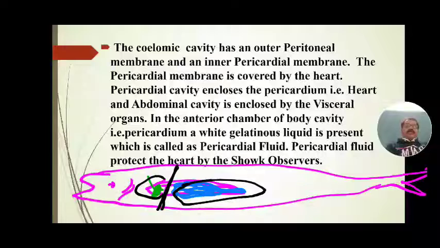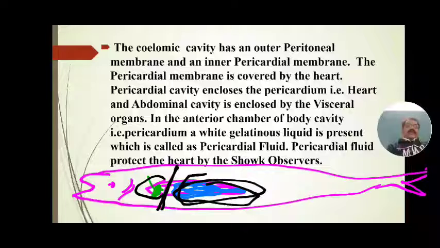The visceral cavity encloses all the viscera or alimentary canal, from the esophagus, stomach, intestine and rectum. All these visceral organs are enclosed inside the cavity, and that cavity is called the abdominal cavity or the visceral cavity.